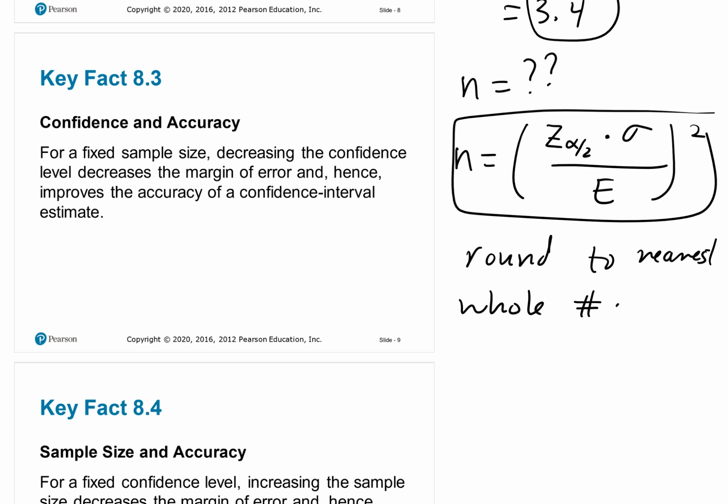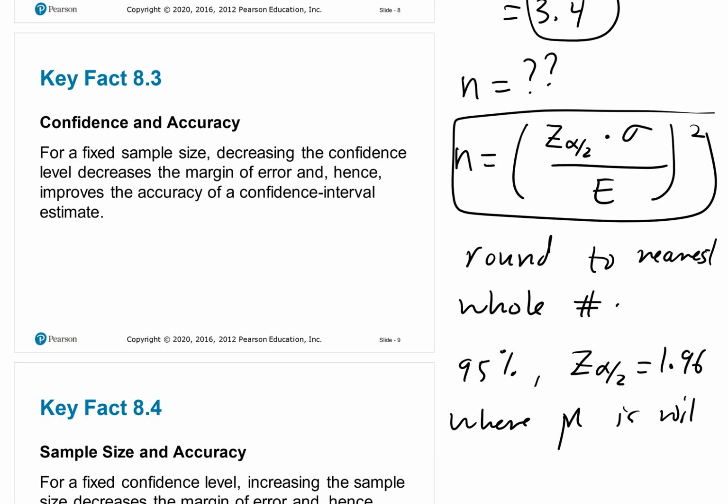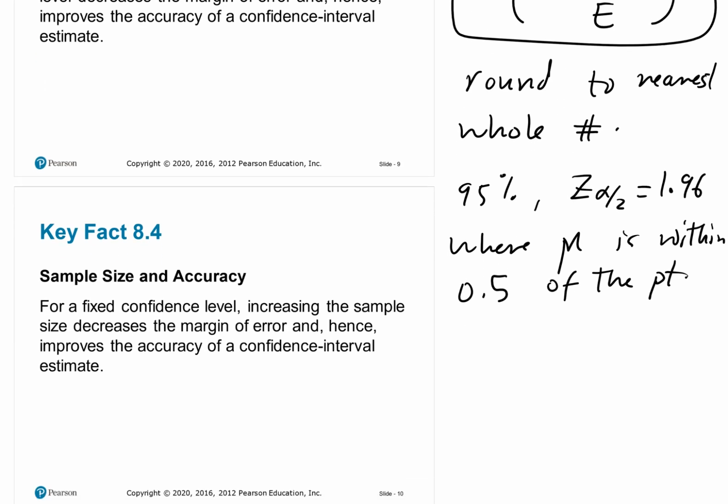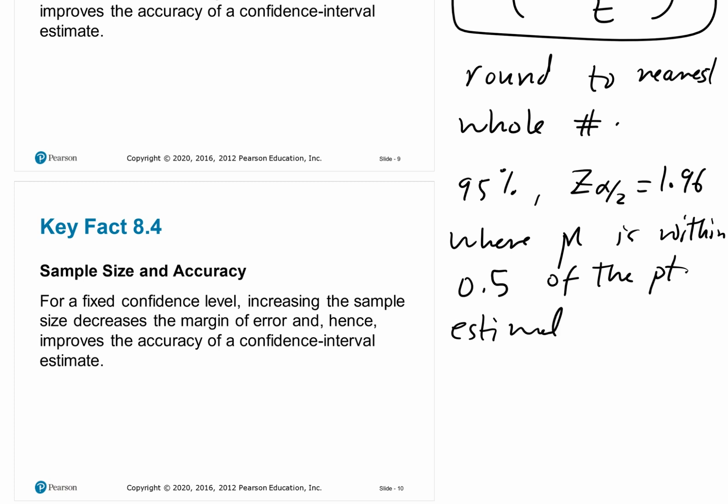If I want to apply an example to this, let's say we go back to the 95% confidence level, and we found Z sub alpha over 2, the z score, 1.96, where, let's say, the population mean is within 0.5 of the point estimate x bar. So now how do you find n? We said n is given by Z sub alpha over 2 times the standard deviation over E, squared.